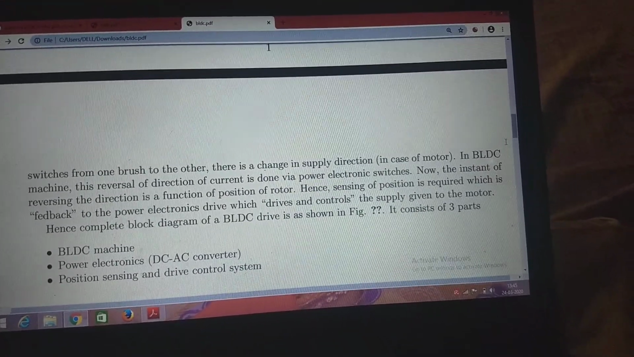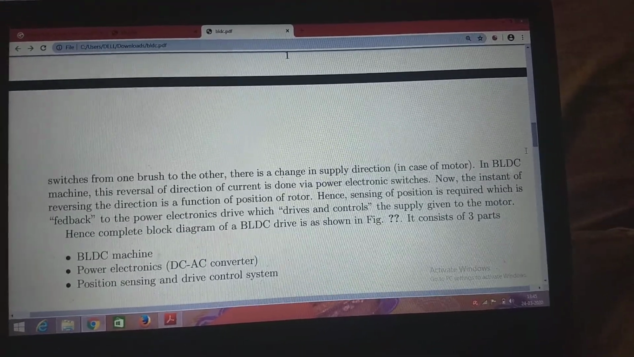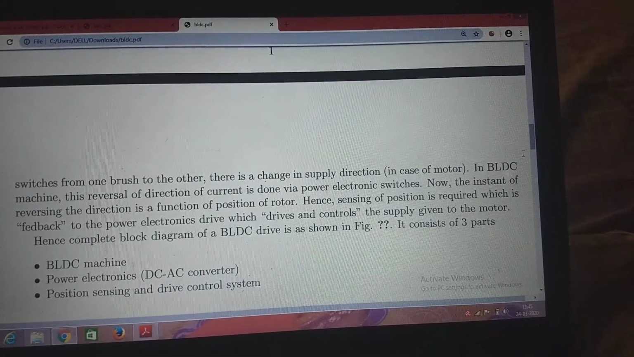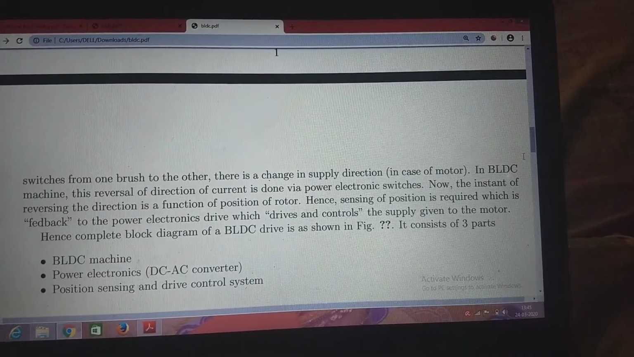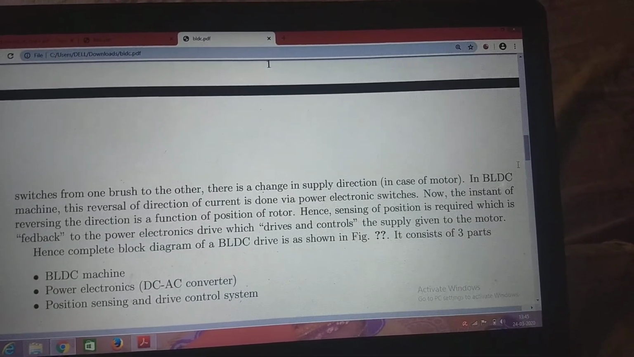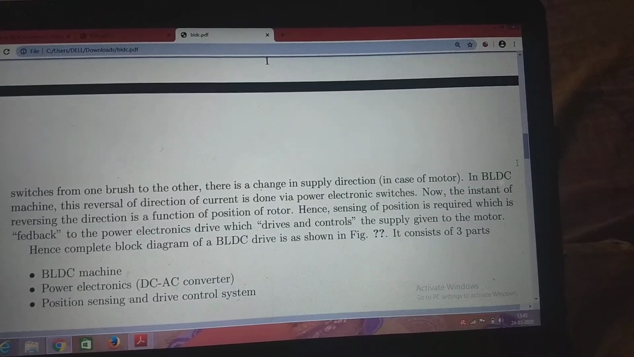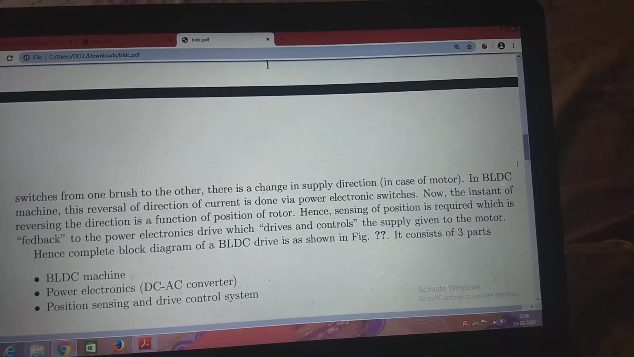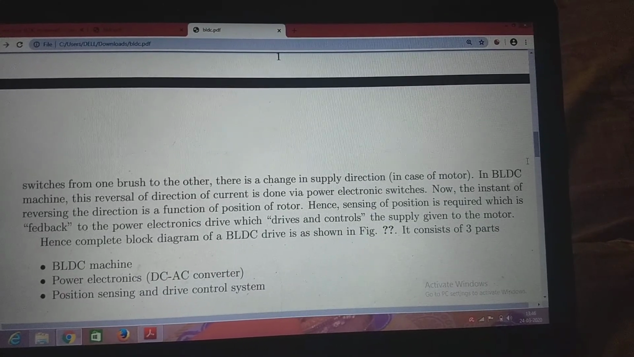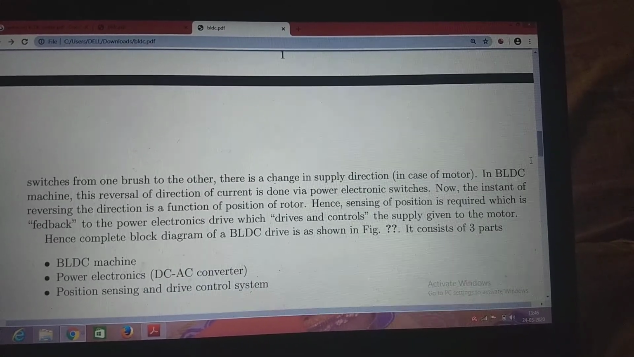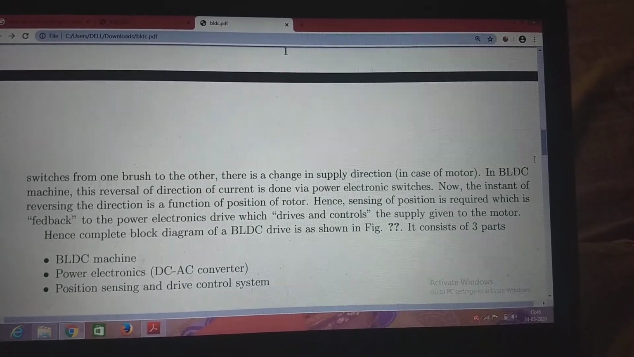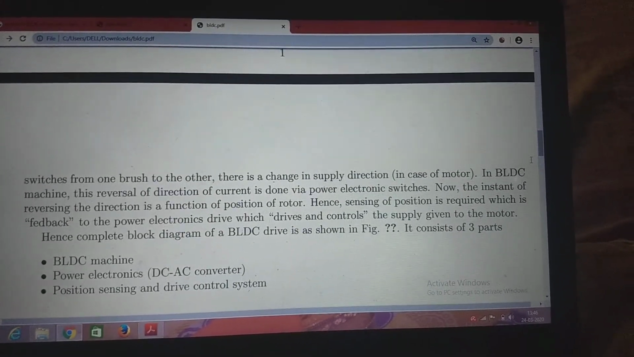What happens in the case of BLDC? This reversal of direction is done via power electronic switches, and the instant of reversing, as the direction is a function of the position of the motor, requires something to sense the position. Hence sensing of position is required, right? It is fed back to the power electronics drive, which drives and controls the supply which is given to the motor.